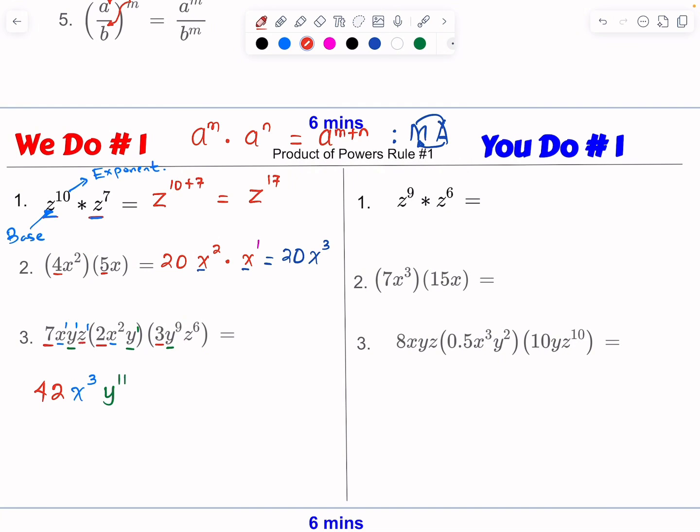Now what about the last one? The last one, I have z. So I have z right here, and then I have z right here. So what am I going to do to the exponent? I am going to add. So I have z to the power of 1 plus 6. That one is going to give me 7. And that will be the answer to this question.